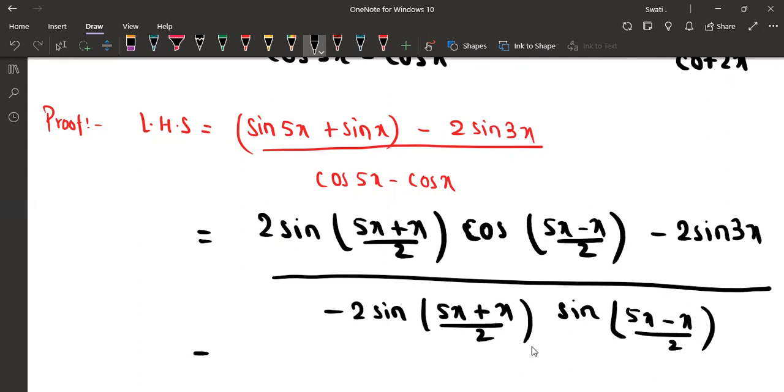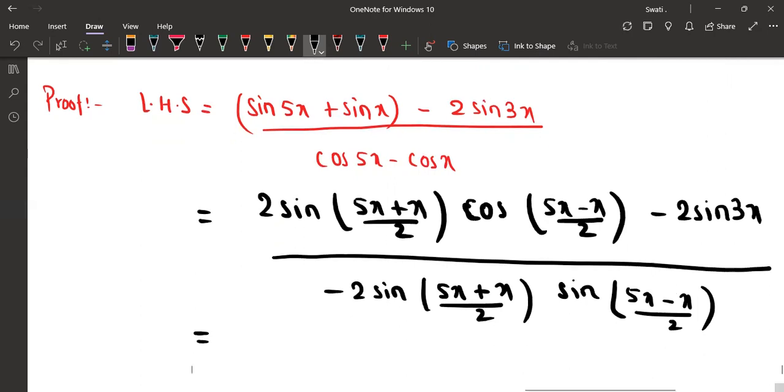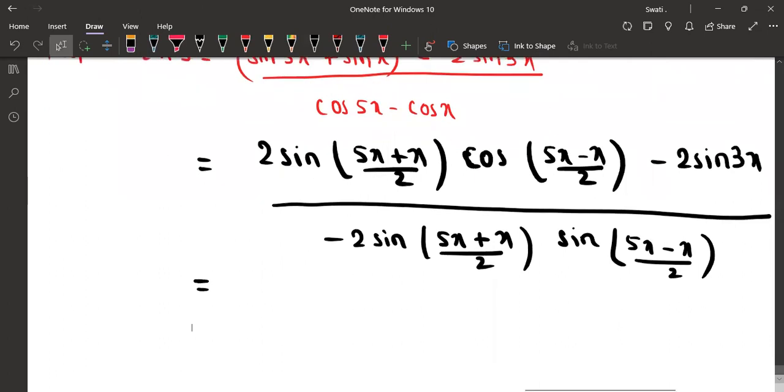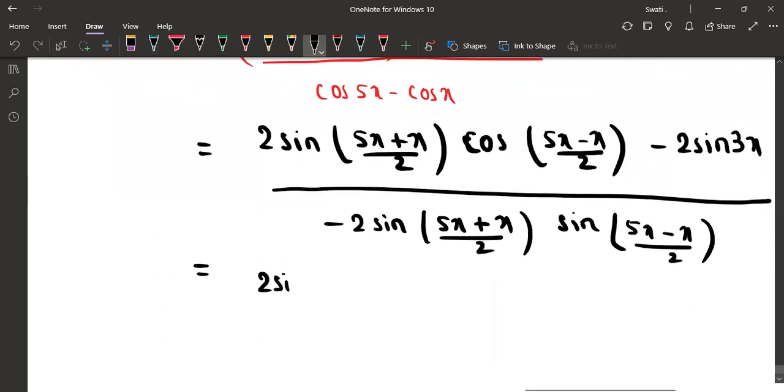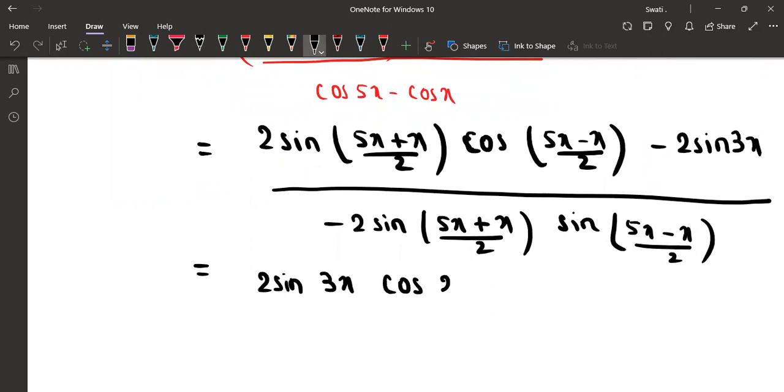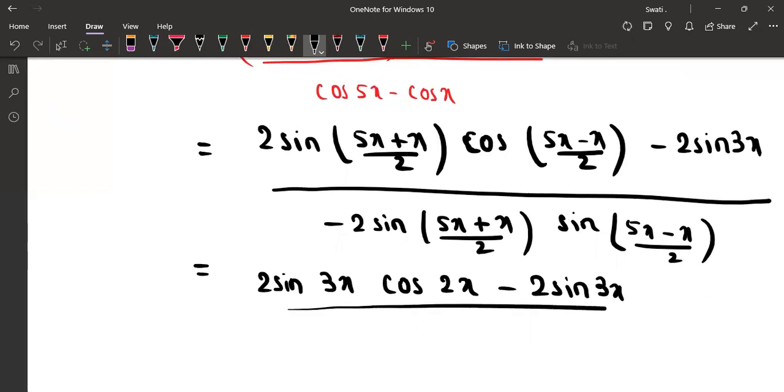Now we can simplify this. In the numerator, we have 2 sin of 5x plus x, that is 6x divided by 2, that is 3x only. And we have cos of 5x minus x, that is 4x divided by 2, that is 2x only. Minus 2 sin 3x. Upon, we have minus 2 sin of 6x divided by 2, that is 3x. And then here we have sin of 4x divided by 2, that is 2x.